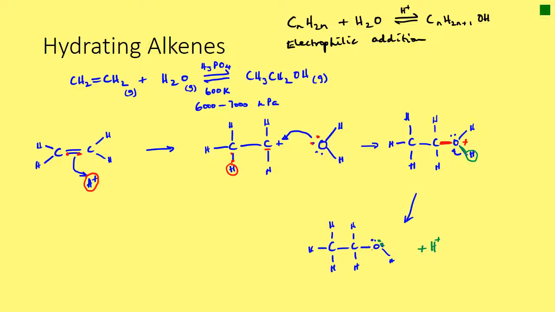and that's what we're left with. We're left with an ethanol molecule and a hydrogen ion catalyst, which has just reformed the catalyst. And so now you have hydrated an ethene molecule that you started off with, using a hydrogen ion from the catalyst, and created an ethanol molecule at the end and reformed the catalyst.